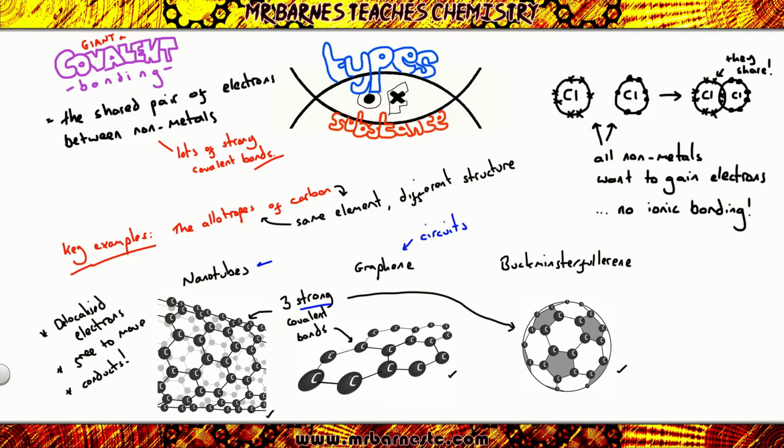Nanotubes are really strong. Therefore they're used in tennis rackets. Why are they strong? Because there's lots of strong covalent bonds. And then Buckminster fullerene, it looks like a football. What it can do is it can cage different drugs, so it's used in drug delivery systems.